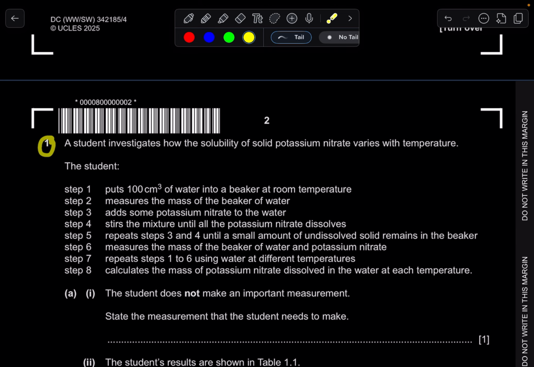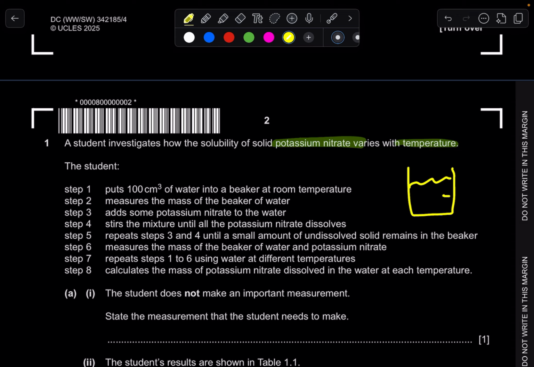So question one states: a student investigates how the solubility of solid potassium nitrate varies with temperature. What the student is trying to investigate is how the solubility of this substance, this is a salt, is going to vary as you increase or decrease the temperature. The student puts 100 cm³ of water into a beaker at room temperature. Let's try to visualize what the student is going to do. He has a beaker, he has put 100 cm³ of water in it, measures the mass of the beaker of water, and adds some potassium nitrate to the water. He measures the mass, adds potassium nitrate, and stirs the mixture until all the potassium nitrate dissolves.